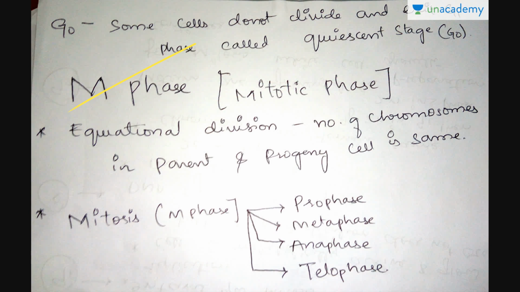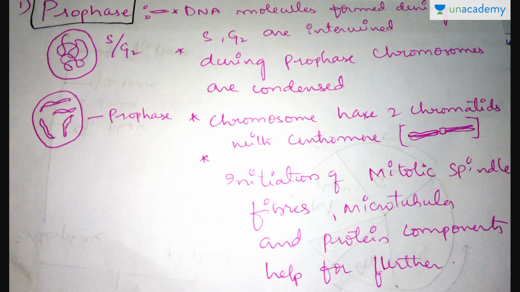Coming to the M phase or mitotic phase, this mitotic phase is also called equational division or equational process. This is because the number of chromosomes in the parent and progeny will be the same even after division. So therefore this M phase or mitotic phase is called equational division. This mitosis or M phase has four phases: prophase, metaphase, anaphase and telophase. We will discuss each of these phases.